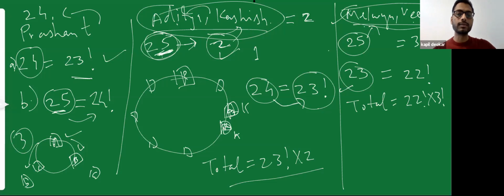And once you know that there are 23 units, they can be arranged in a circular way in 22 factorial ways. And then, if there are three people, this is easy. Three people can be arranged in 3 factorial ways. So total is equal to 22 factorial into 3 factorial.